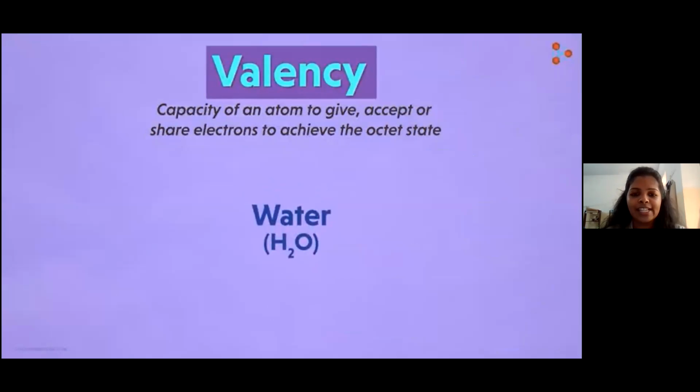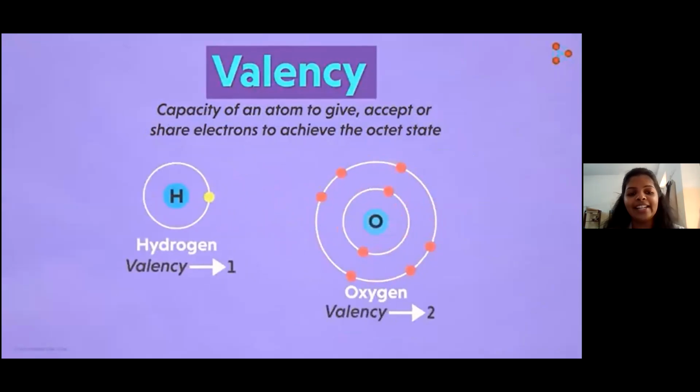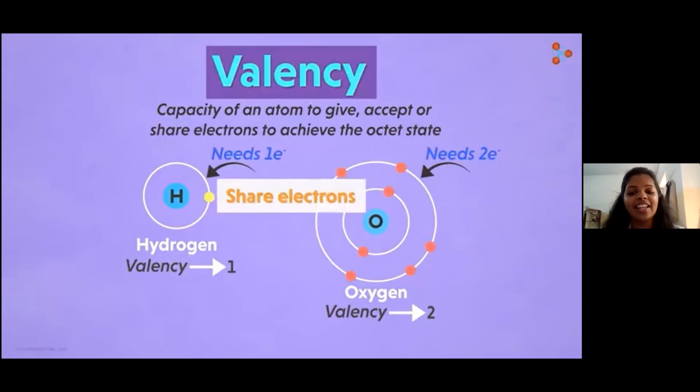Next, we are going to discuss about water. In case of water, there is hydrogen and we already said that its valency is 1. It needs 1 electron. And in case of oxygen, its electronic configuration is 2, 6 and it needs 2 electrons. So only 1 electron can be shared with the oxygen.